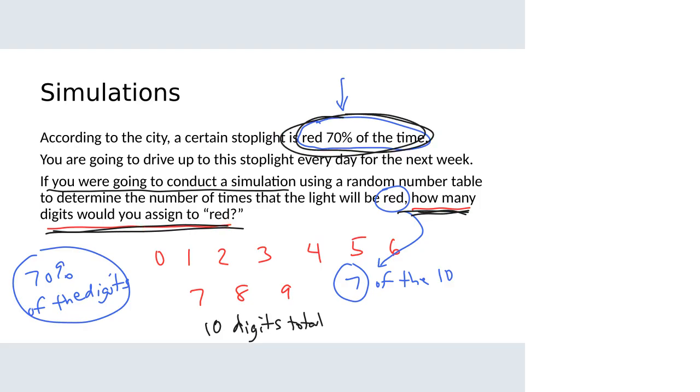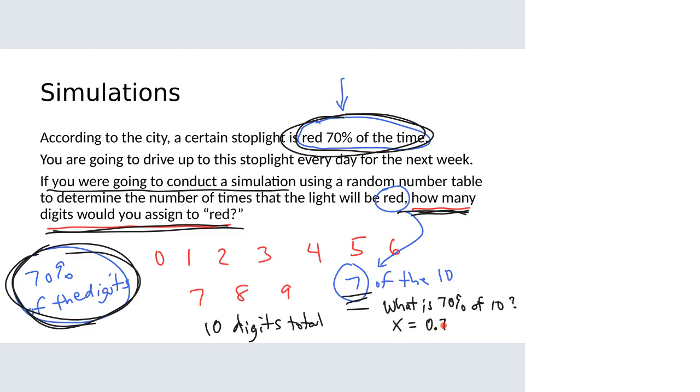Well, the light is red 70% of the time. So we want to give 70% of the digits to red. And 70% of the digits would be 7 out of 10. If you wanted to write down some kind of equation for this, you could say, what is 70% of 10? And x is 0.7 times 10. Then you'd find out that we want to give 7 of the digits to red. So, if you'd like to set up an equation to solve, you can. But honestly, if it's 70%, that's going to be 7 out of 10.